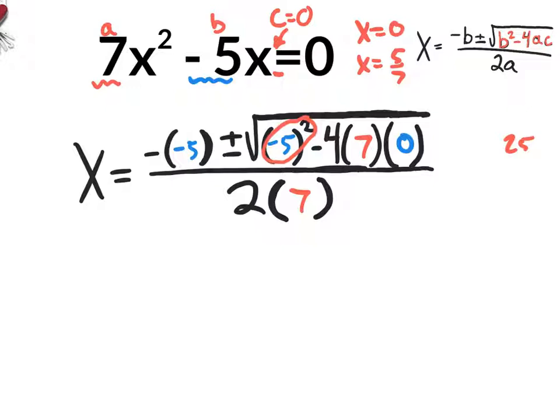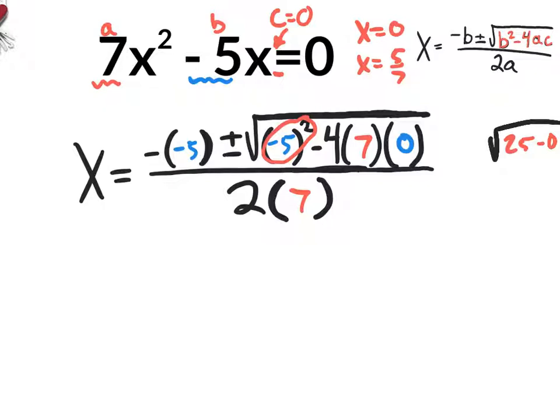And then what do I do next? Do I subtract or multiply? Okay, what's 4 times 7? Times 0. Okay, so I really have a 25 minus 0, right? As my discriminant value, which is the value inside the square root. I might as well do 25 minus 0. What is 25 minus 0?